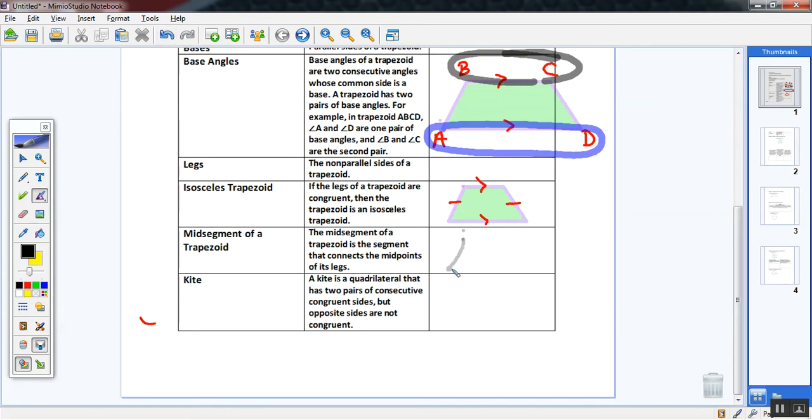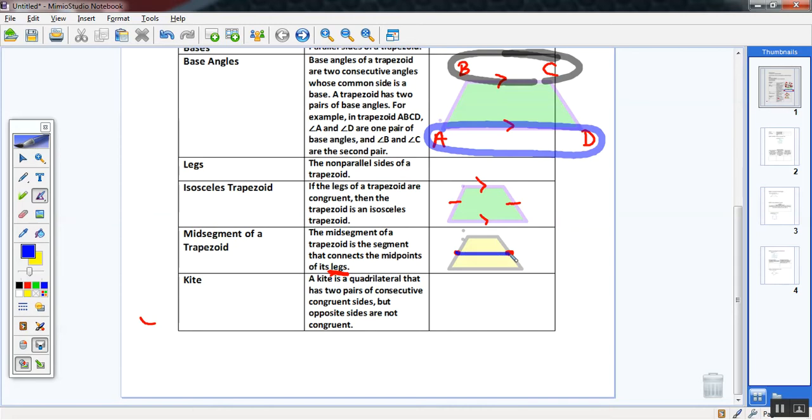Change the colors, and I can't draw a trapezoid. Okay, there's a trapezoid, kids. You like it? Okay, the mid-segment would be this. If I have a midpoint here and a midpoint here, now again, the midpoint occurs on the what? Okay. The mid-segment is going to be that line that connects from here to there.